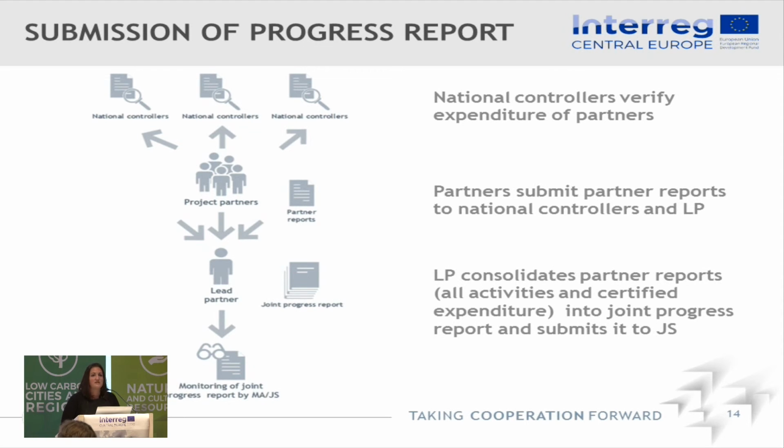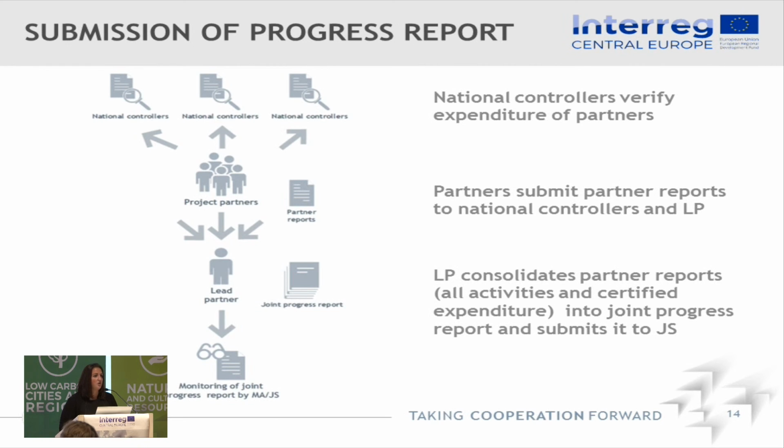And now a few words about the submission of the progress reports. We have already spoken about the national controllers. So each project partner has to submit to his own national controller all the expenditure that has been incurred during a reporting period. And then the controller verifies the costs and does all this in the EMS. The supporting documents are not in the EMS, and you will hear more about this even tomorrow, but the partner reports are filled in the EMS. Part of the partner report is the list of expenditure, which is verified by the controllers. And the controllers issue certificates through the EMS.